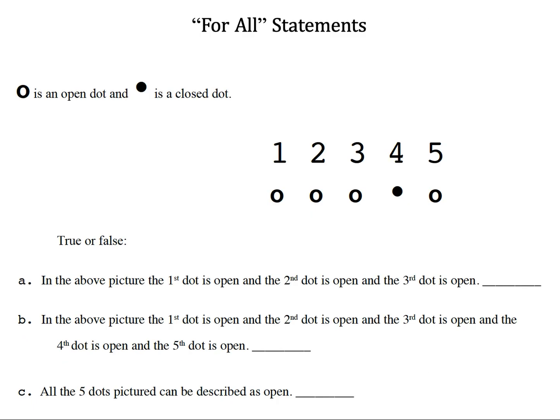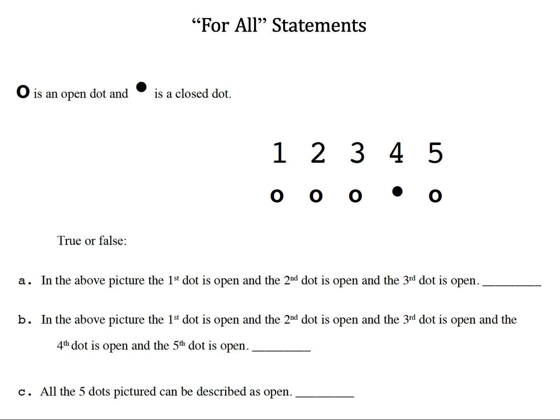Okay, so let's now try to take this to a little bit higher level of logic. And we'll look at what's called a for all statement, sometimes called a generalization. In a for all statement, you're going to make a blanket statement about every member of a group. And so let's try it here with these dots, 5 dots. They can either be open dots or closed dots.